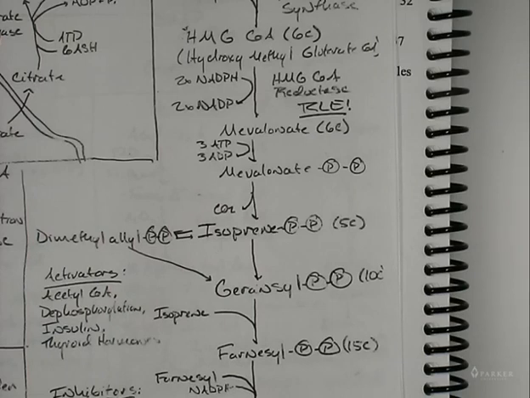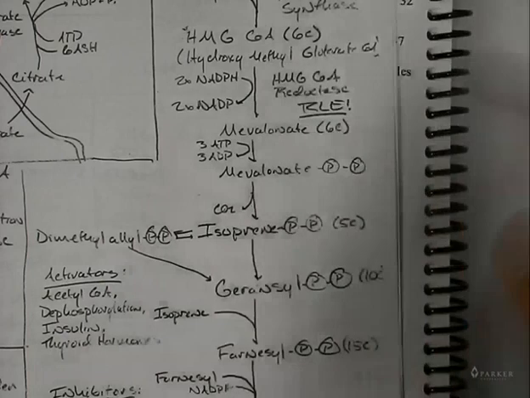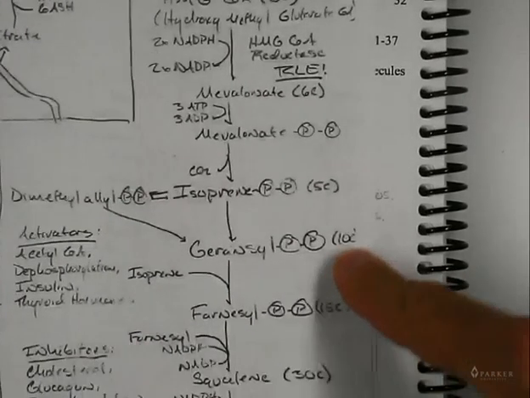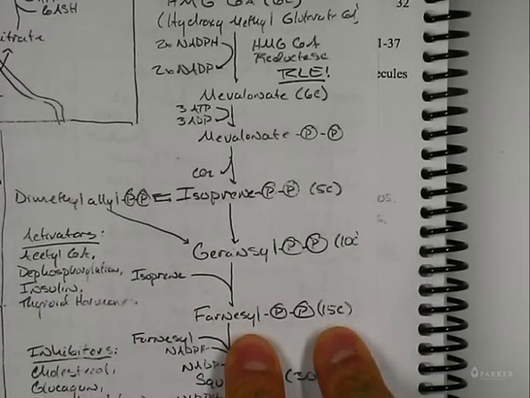So we go through this whole process. We make the isoprenes, we get the geranyl by combining them, we add another isoprene, we get a farnesyl, which is now 15 carbons.